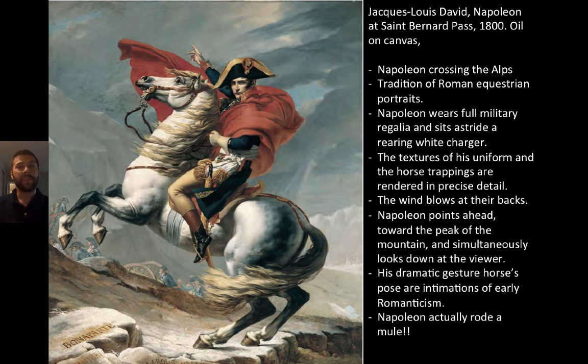Another one from David, and this is Napoleon at Saint Bernard Pass. Okay, and we see here the image of Napoleon crossing the Alps, and it's within the tradition of Roman equestrian portraits. What you want to notice here is the grandeur of the painting. This is what the neoclassical style is about, that the images are very grand. You'll notice that there's a realistic aspect to the portrait. In other words, the colors are what the colors would actually look like. You see Napoleon, and he looks like Napoleon would have looked.